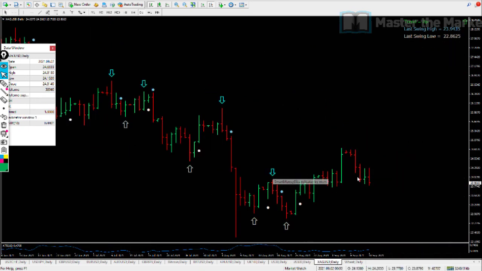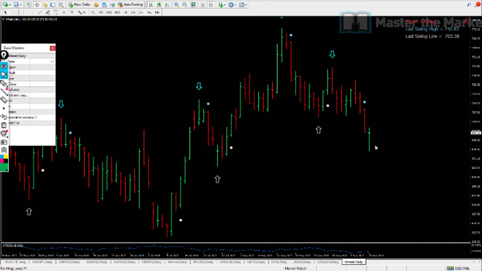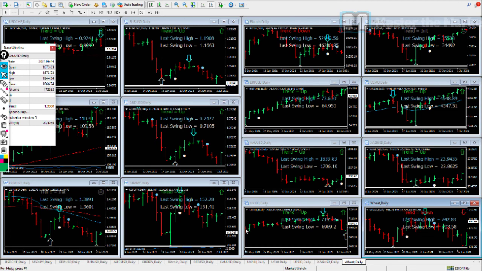Silver, on the other hand, open equity diminishing to the upside, a bit more retracement to the downside. And finally, wheat, more open equity to the downside. So that's that on the market updates.